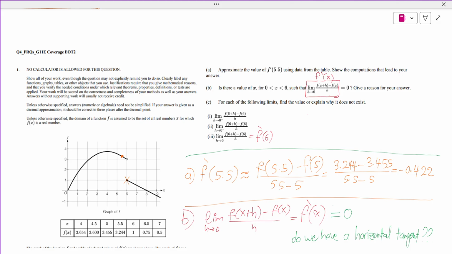It's similar to part B, the one we just did. This is the limit definition of the derivative, but at x equals 6. And for the second one, it is f prime of 6, but from the left. And the derivative from the left, and this is f prime of 6 from what? From the right.